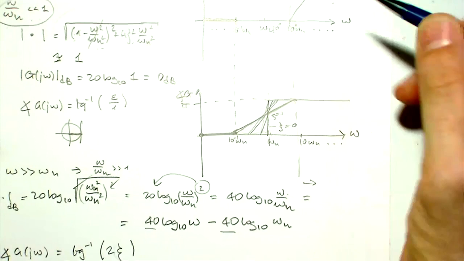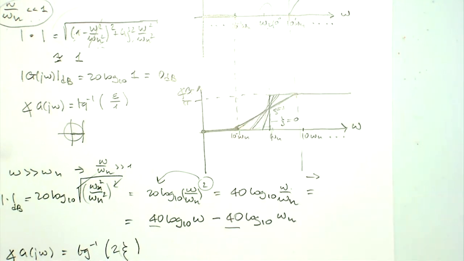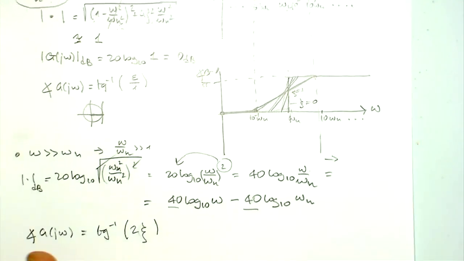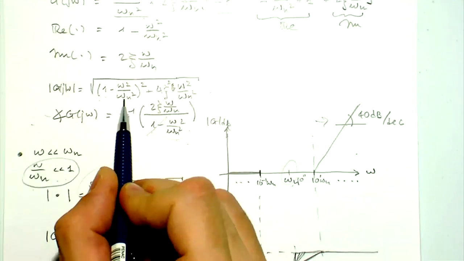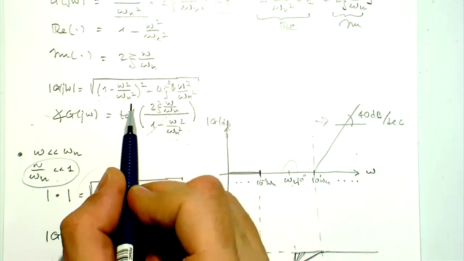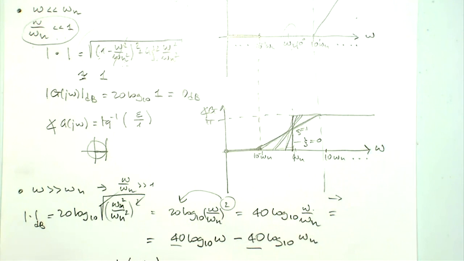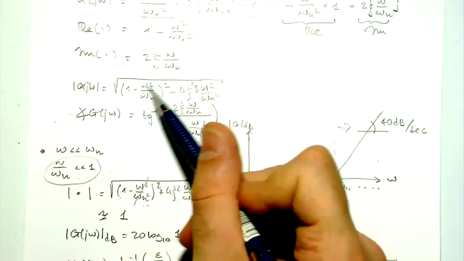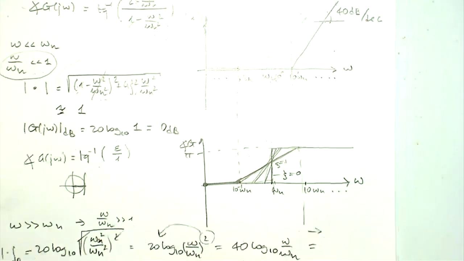For the magnitudes instead, if we want to understand what happens in proximity of the natural frequency, so basically when omega is equal to omega n, we get magnitudes. If omega is equal to omega n, it means this term goes to 1, so 1 minus 1 is 0. This term here goes to 1. So I think I made a mistake here, because the magnitude of G of j omega is actually equal to 20 log 10 of what stays out of here. So this goes to 1, this goes to 0, this goes to 1. It's the root of 4 zeta squared, which is 2 zeta. This is wrong here. We'll fix it later.